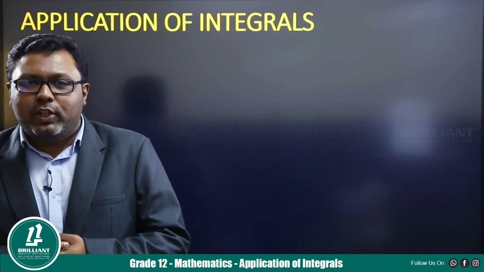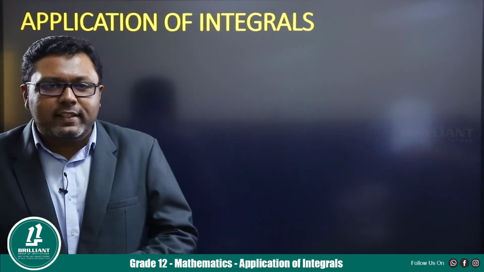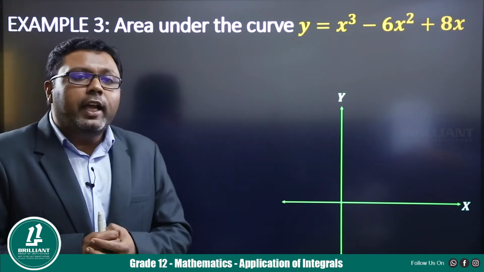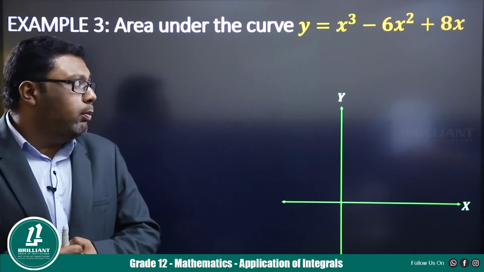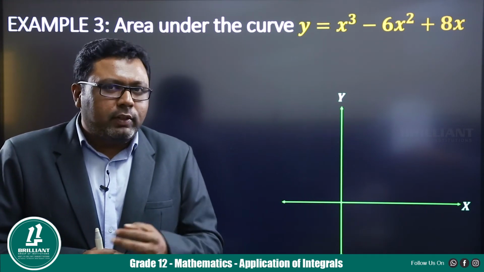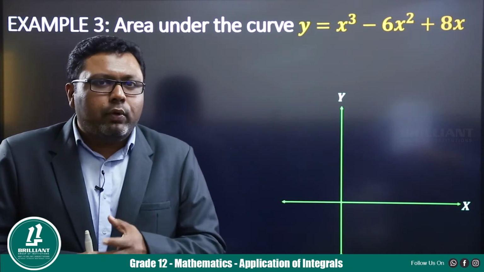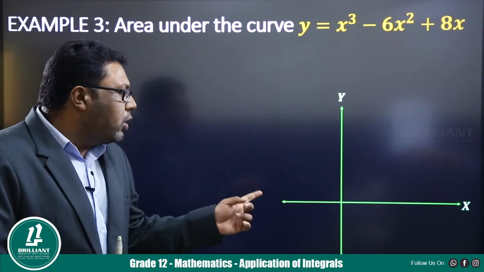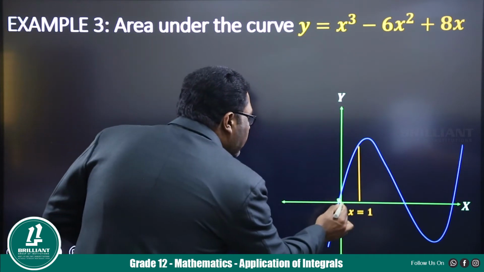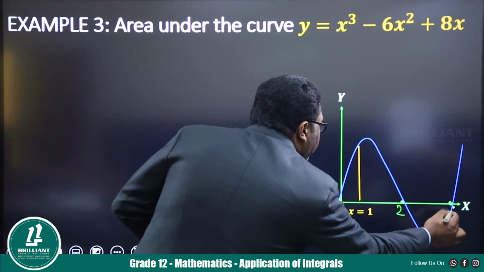Now let us see a situation where the area bounded by the graph is both below the x-axis and above the x-axis. Example 3. The equation is y is equal to x cubed minus 6x squared plus 8x. When you equate it to 0, the values of x are 0, 2 and 4. And so this graph is going to cross the x-axis at the points 0, 2 and 4. So this is going to be 0, this is going to be 2 and this is going to be 4.